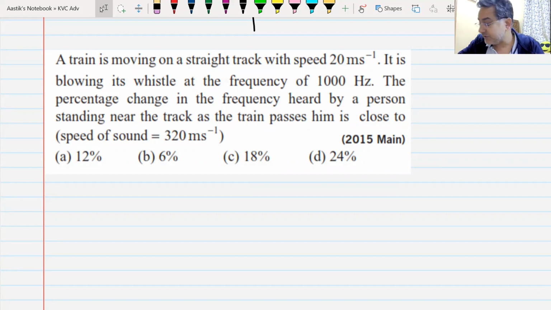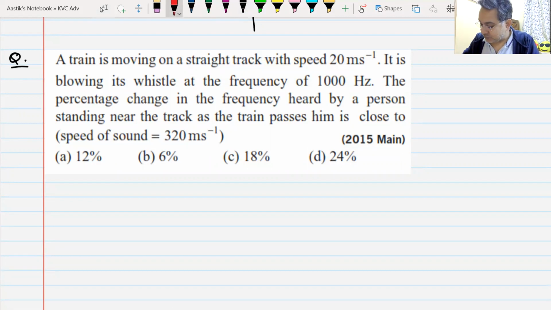To redeem yourself, sir. A train is moving on a straight track with a speed of 20 meters per second. It is blowing a whistle at the frequency of 1000 hertz. What is the percentage change in frequency heard by the person standing near the track as the train goes past him? Can I expect an answer from you? Yes, sir. 12% is the correct answer.